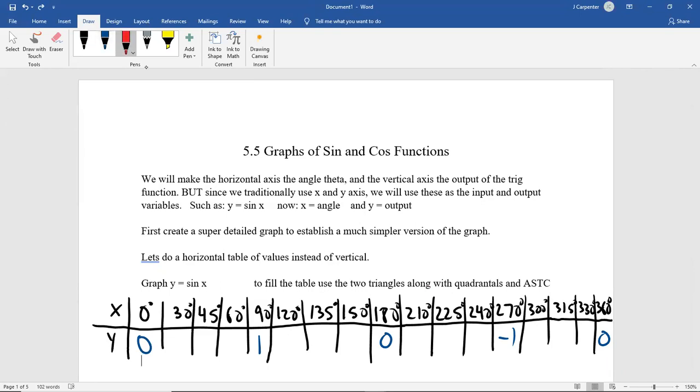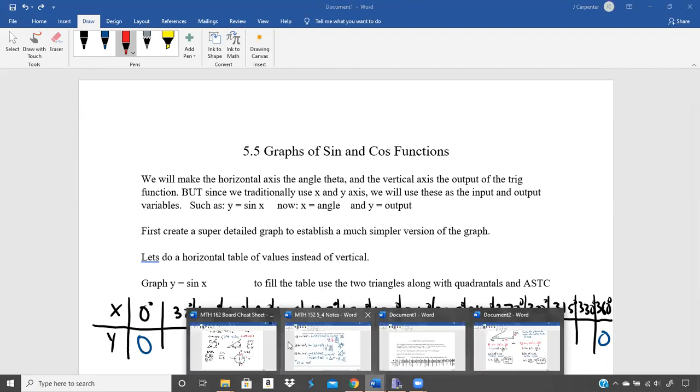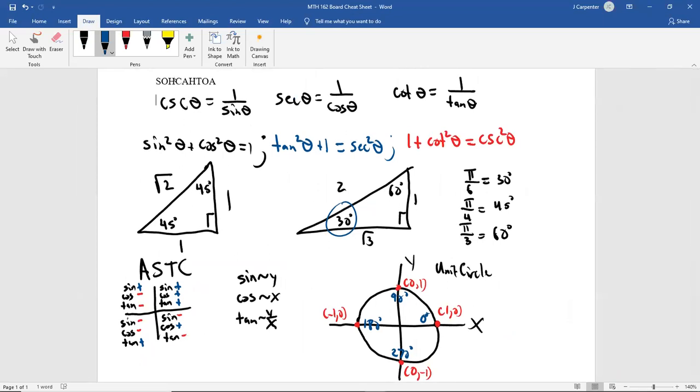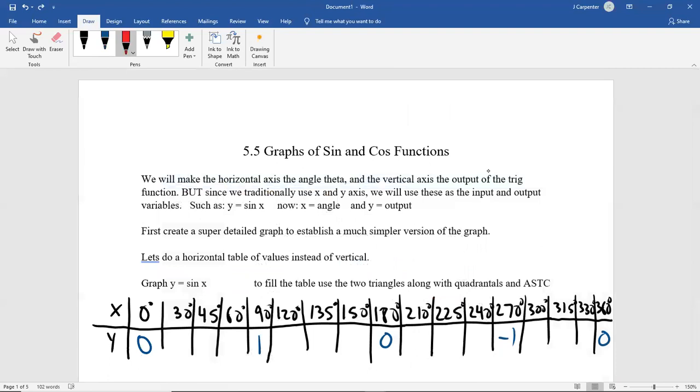So in red, I'll do the ones that use the reference triangles. So 30 degrees, here's 30 degrees. We're doing the sine, SOHCAHTOA, so sine is opposite over hypotenuse. The opposite is 1, hypotenuse is 2. So the sine of 30 degrees is 1 over 2, it's a half. So 1/2.